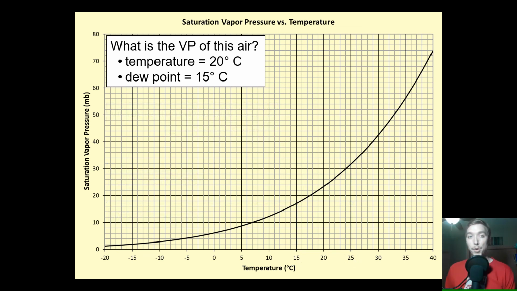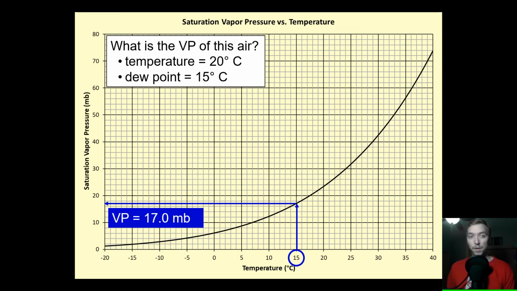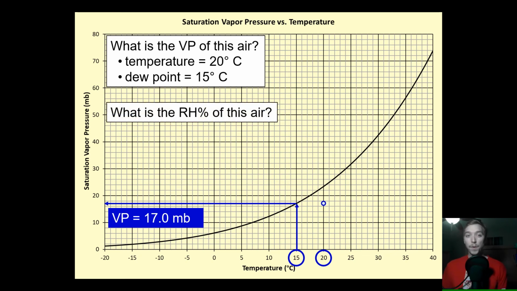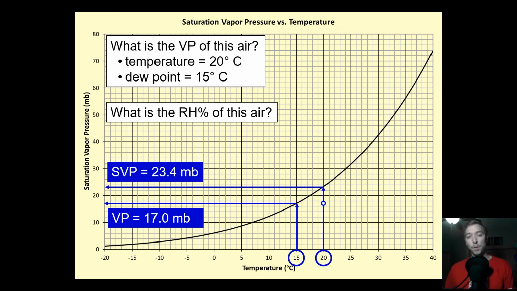And then what's the vapor pressure of this air where temperature is 20 degrees Celsius and dew point is 15? Well, our dew point hasn't changed. So that is still 17 millibars as our vapor pressure. Our air temperature has changed. So what's the percent relative humidity of this air? Looking at our air temperature, that gives us 23.4 millibars. So we get 72.6% relative humidity.